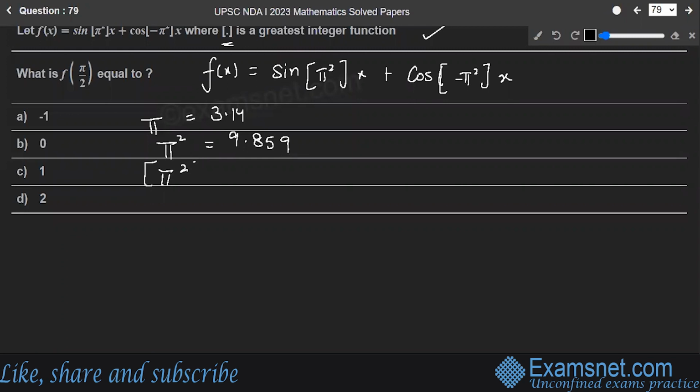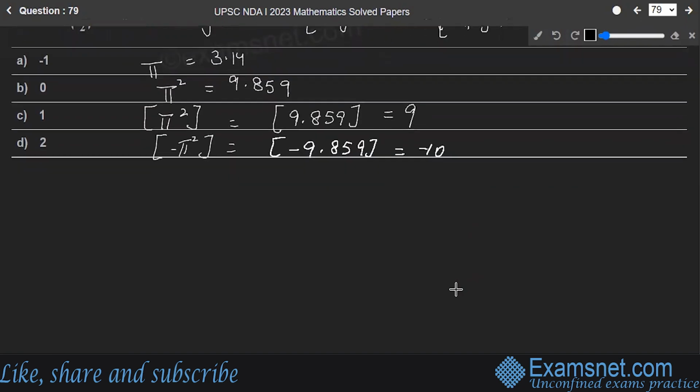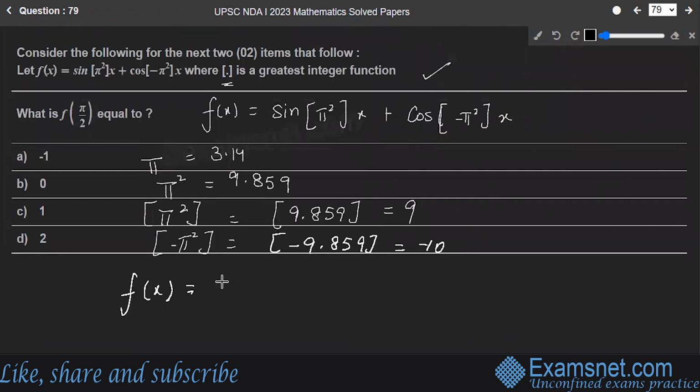Now the greatest integer function of pi square is equal to the greatest integer function of 9.859, that is equal to 9. And for minus pi square, it is minus 9.859, that is equal to minus 10. Now the given function becomes f(x) is equal to sine 9x plus cos 10x. Easy.